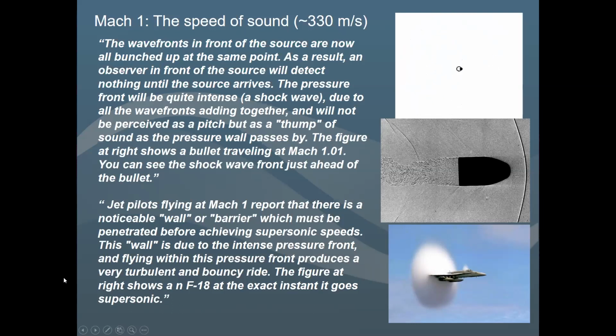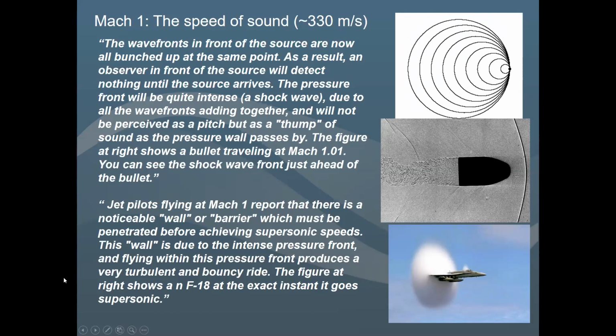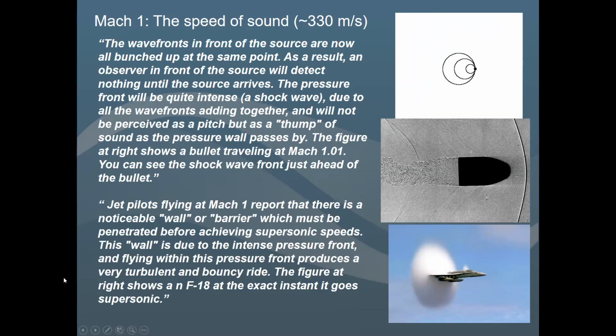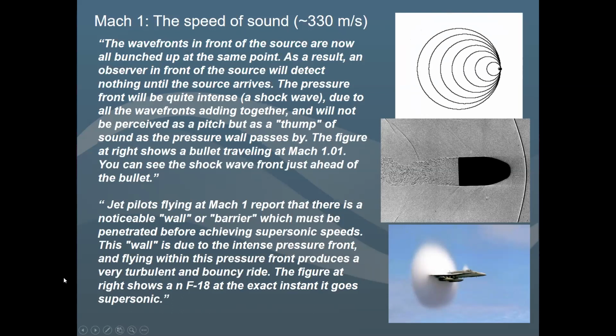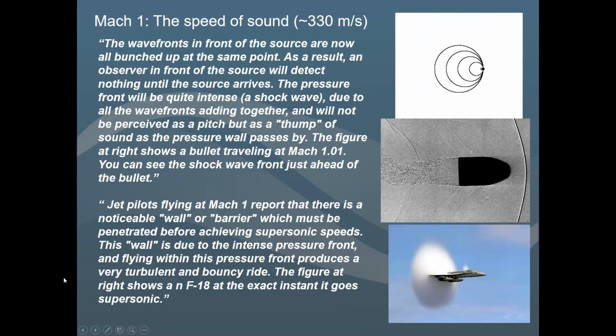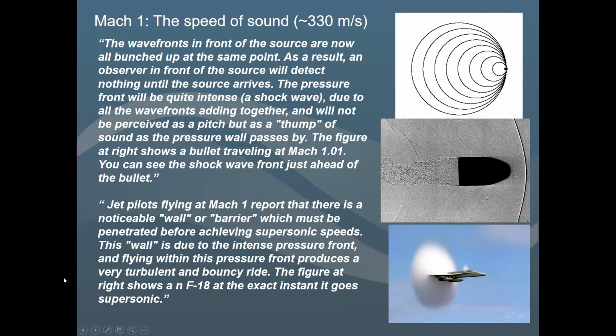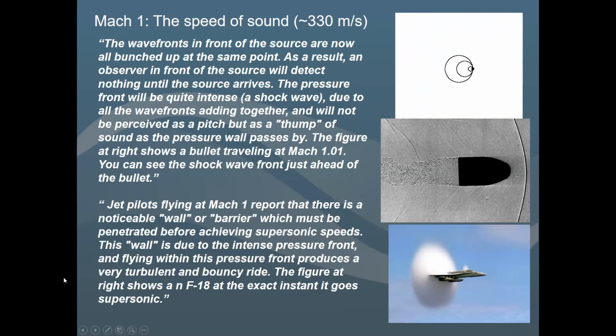Jet pilots who fly at Mach 1, the speed of sound, report that there is a noticeable wall or barrier which must be penetrated before achieving supersonic speeds. This wall is due to the intense pressure front, and flying within this pressure front produces a very turbulent and bouncy ride.